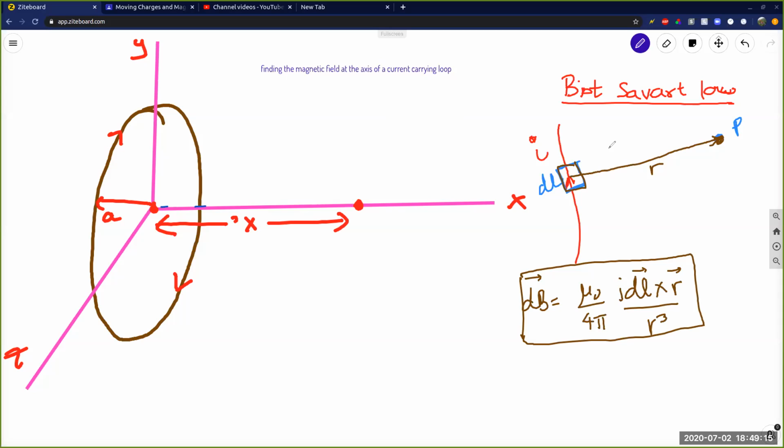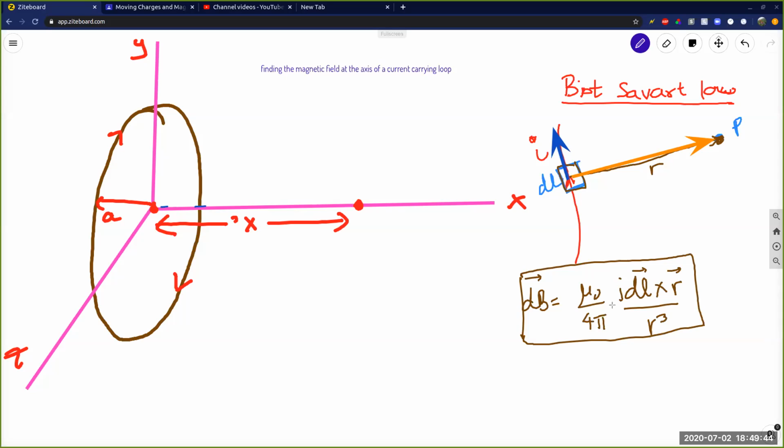Now let us see what I is and what dl is. I is the current in the wire. dl is the length vector of this wire. At this point, the dl vector is like this. At this point, the dl vector is like this. At this point, the r vector is like this. The r vector goes from the dl element to the point at which you're trying to find the magnetic field.